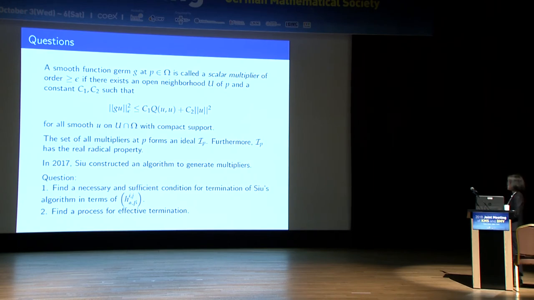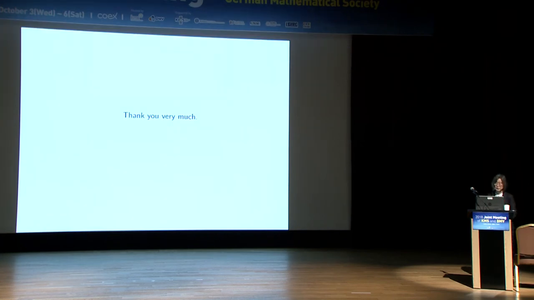And in 2017, Seo constructed an algorithm to generate multipliers. And the question is whether we can terminate Seo's process or not. So first, like the finite type condition, find a necessary and sufficient condition for termination of Seo's algorithm. This is our first question. And then, like before, termination and effective termination are different questions. So the second question is whether we can find an effective termination process. So I stop here. Thank you.